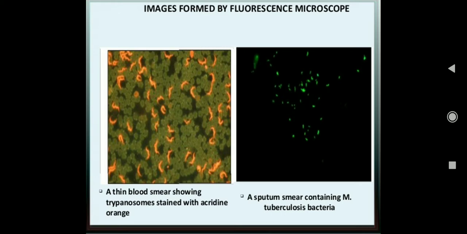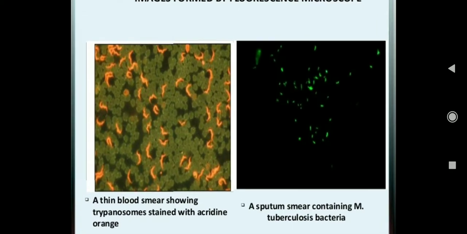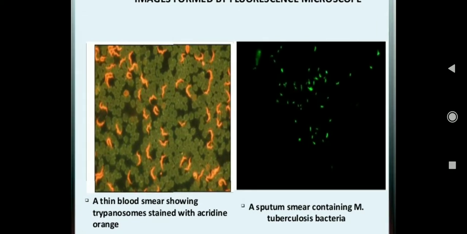Now students, we can see these are the images formed by the fluorescence microscope. First one is a thin blood smear showing trypanosomes stained with acridine orange, and second one is a sputum smear containing Mycobacterium tuberculosis bacteria.